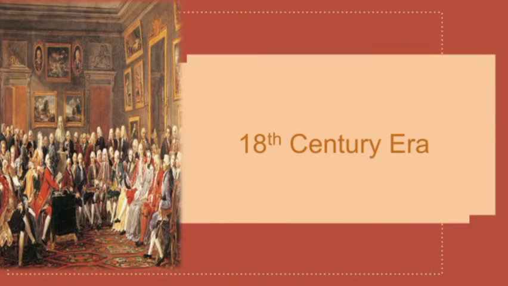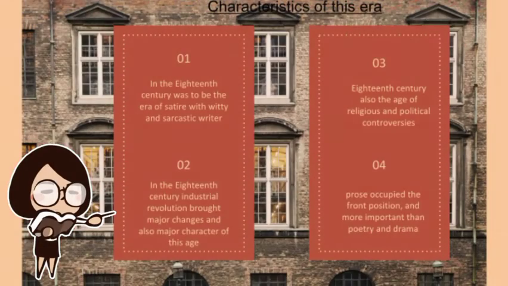The first one is the 18th century era. The first point is the characteristics of the 18th century era. First, the 18th century was the era of satire, with witty and sarcastic writers criticizing parts of society, being clever with the English language and the rhyme in poetry.